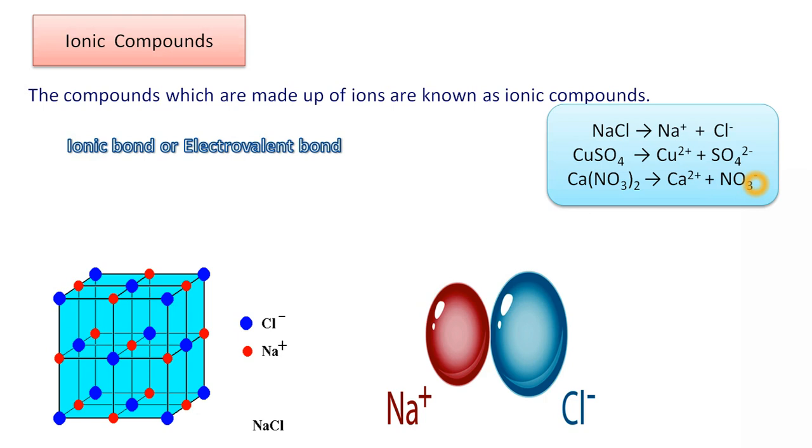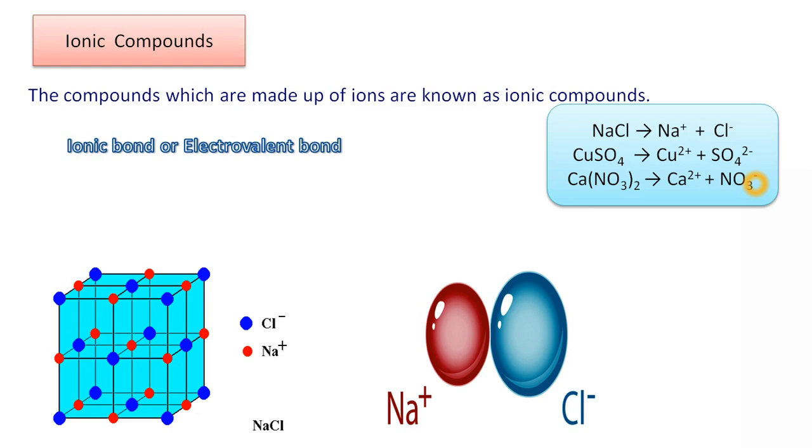Now we see that an ionic compound is made of metal and non-metal, except ammonium chloride. Ammonium chloride, that is NH4Cl, is an ionic compound, but it is made of only non-metals. Ammonium and chlorine. Ammonium, NH4, is also a non-metal. Chlorine, Cl, is also a non-metal.